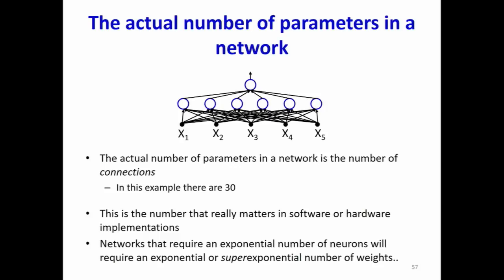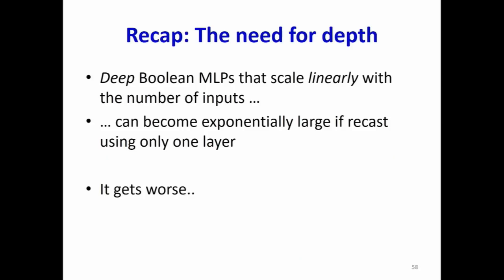But for convenience's sake, it's convenient to continue to think of the number of units rather than the number of edges, because for things like XORs, the number of edges is linearly related to the number of units, in the correct architecture. So deep Boolean MLPs that scale linearly with the number of inputs become exponentially large if recast using only 1 or even any fixed number of layers. Make sense to everyone?